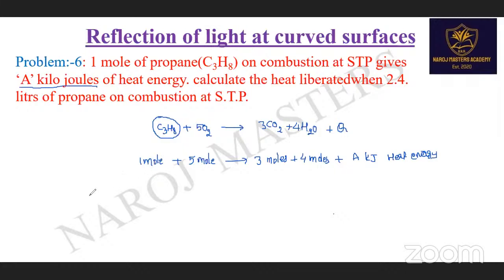Okay. So we know that 1 mole is equal to 22.4 liters. We have here 2.4 liters only. So 1 mole is equal to 22.4 liters. 1 mole liberates a kilojoule. Then here 1 mole is equal to 22.4 liters, means 2.4 liters is equal to how much? Do the cross multiplication.